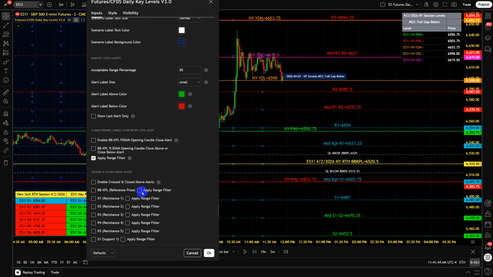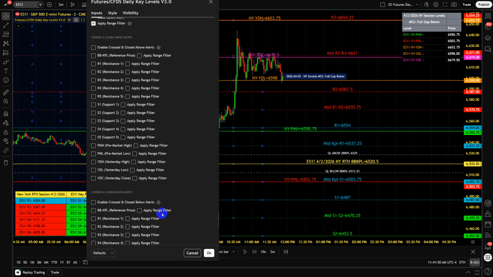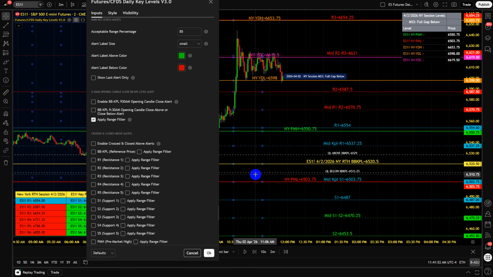And let's say you had crossed and closed above checked, and also crossed and closed below checked. Then for the chart time frame that you're on, you're going to see every BBKPL cross and close above and cross and close below as it's happening. So let's say it crossed and closed above 5 times and it crossed and closed below 3 times. Then you're going to see all 8 of those alert labels.